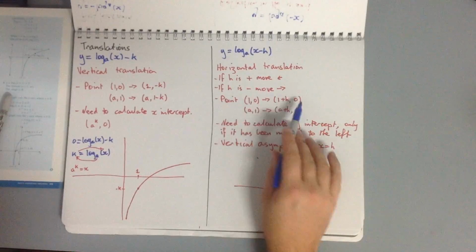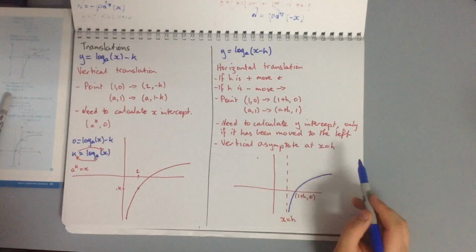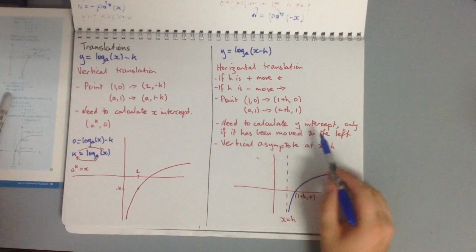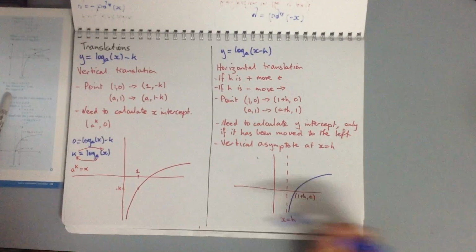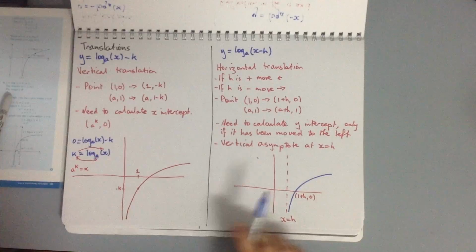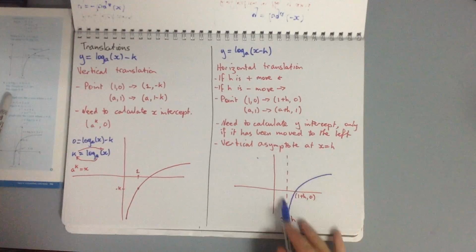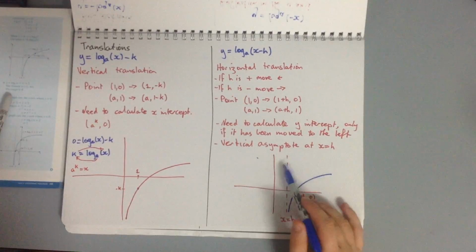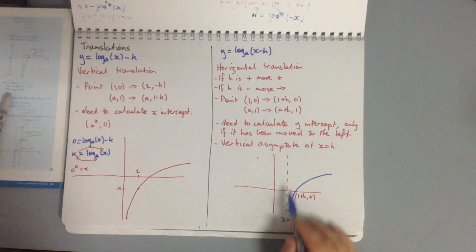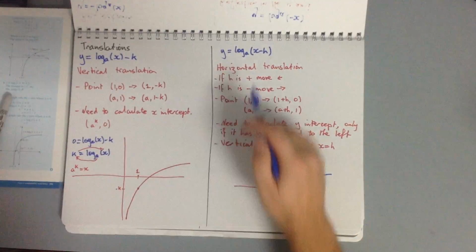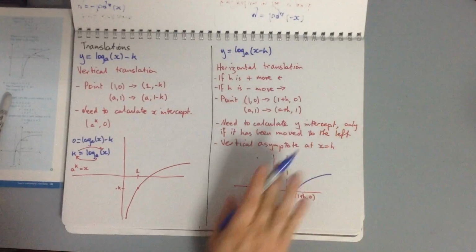So we know our x-intercept still with these ones. But we also need to calculate the y-intercept, but only if we've moved it to the left. If we move to the right, like I've done here, we've got to move our asymptote. Our vertical asymptote is found at x equals h. So you can see here, because this is obviously a negative, we move to the right.